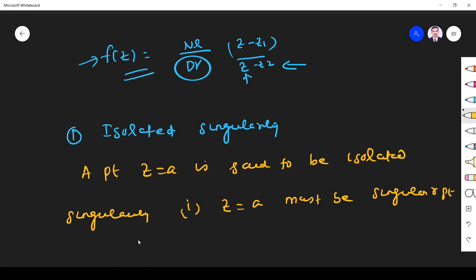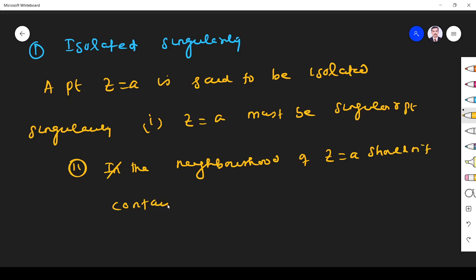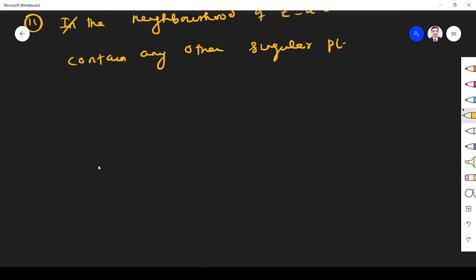Second condition, the neighborhood of z is equal to a should not contain any other singular point. So a point z is equal to a is said to be an isolated singularity if, first, it is singular, and then in the neighborhood there is no other singular point.